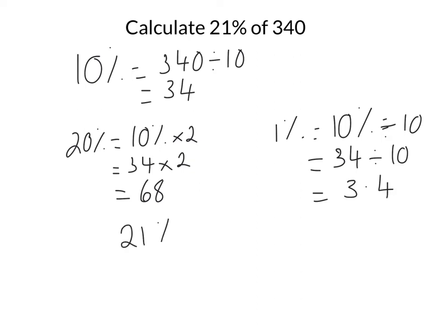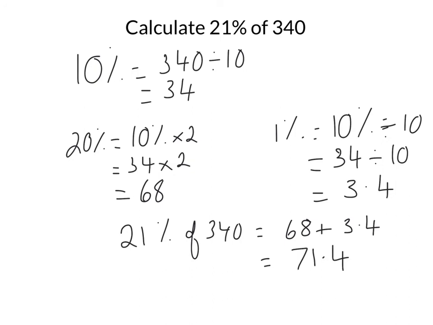Therefore, 21% of 340 is going to be 68 plus 3.4, which gives me an answer of 71.4. So here are some examples you can keep referring to help you. You may want to write some of these down into your purple exercise book. And can you please now answer the 5 questions below?